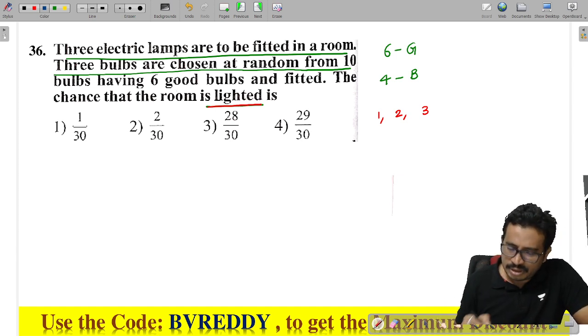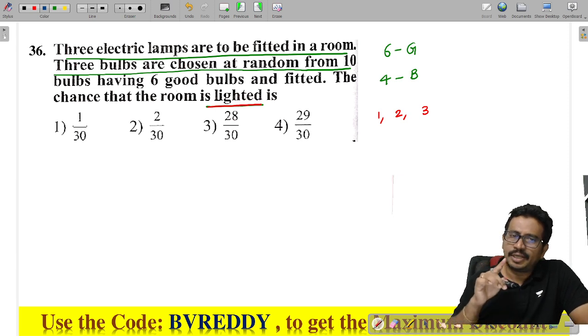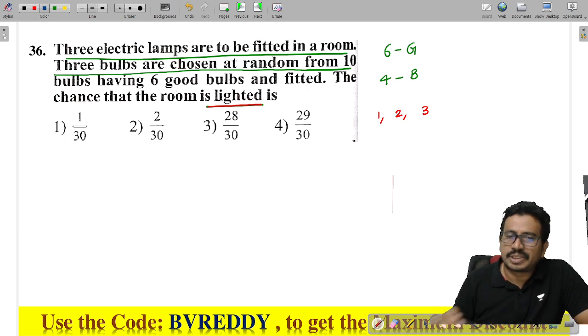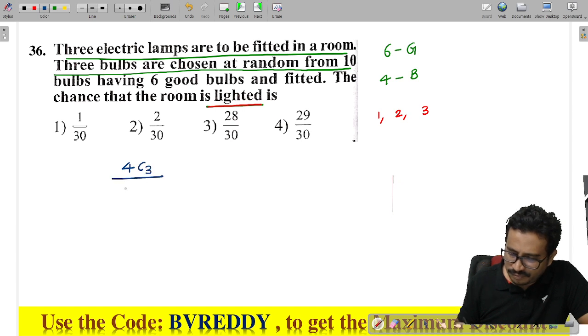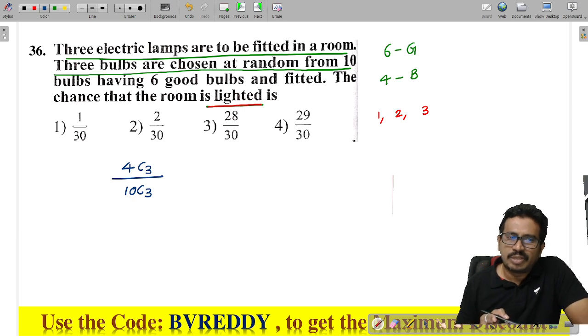So let us find this as 1 minus, the none concept we can apply. Let us say that there are no good bulbs, all are defective bulbs only. What is the probability that the room should not be lightened? For that we need to select all defective bulbs. How many ways can I do that? That is 4C3 by 10C3.